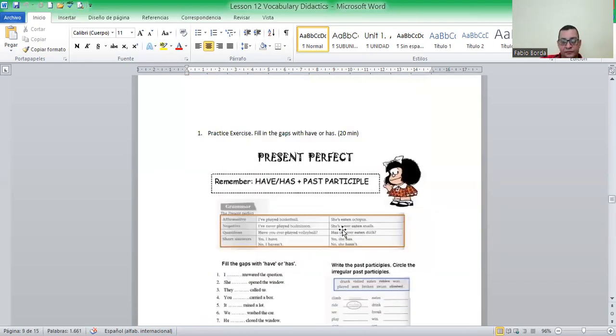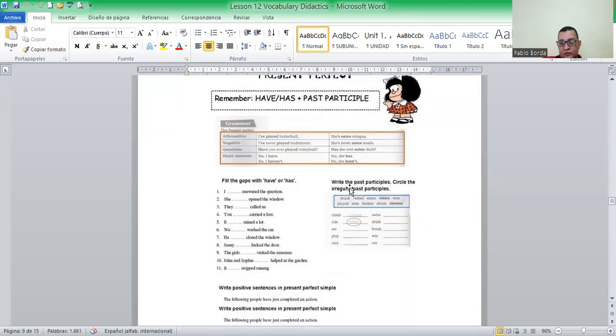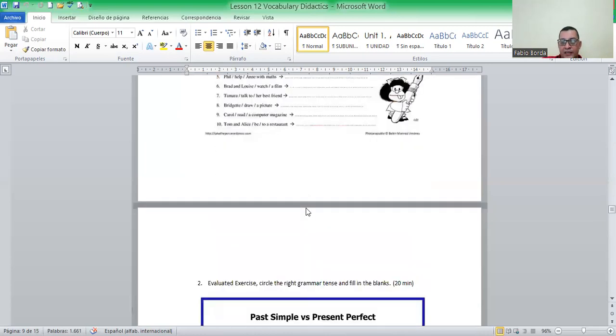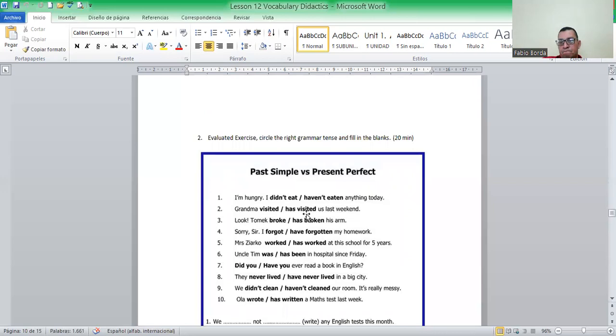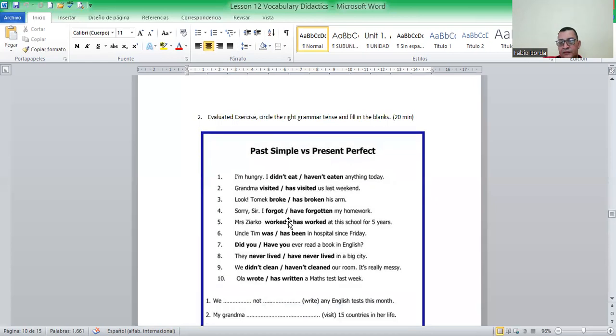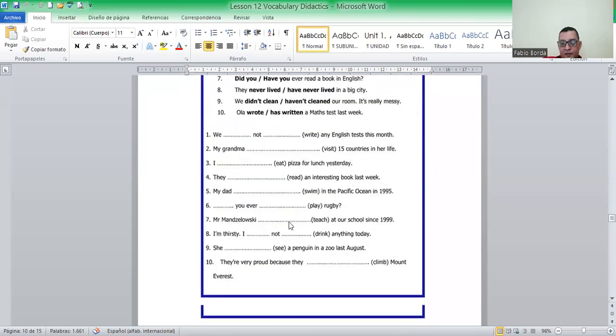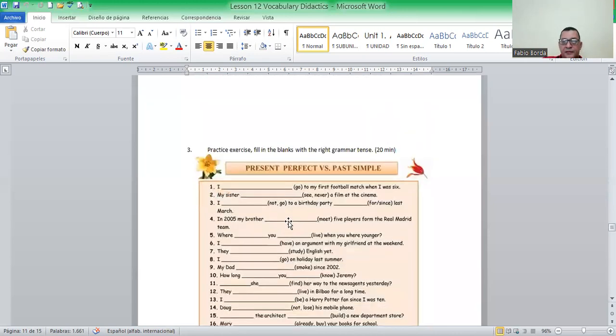Here we also have a practice exercise filling the gaps with have or has. Here, have and has, and you can use the past participle in order to form the present perfect grammar structure. And here we have different kinds of exercises that you can do in order to gain more practical experience. And here we have the simple past and also the present perfect in order to compare and see the differences in both grammar structures. Present perfect versus simple past.